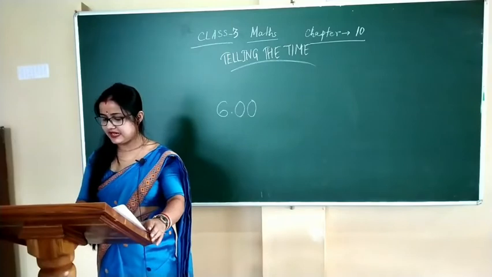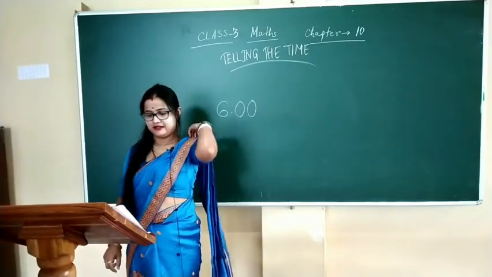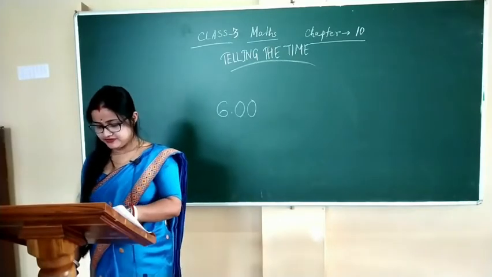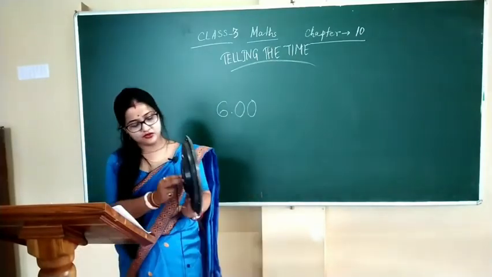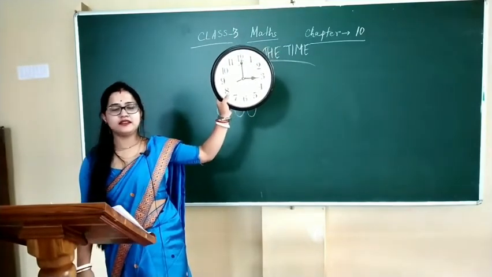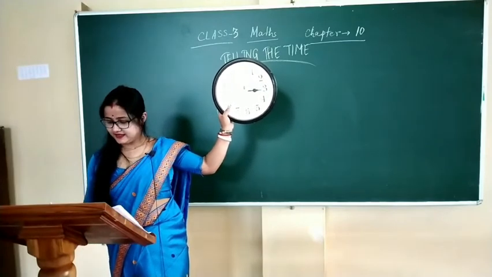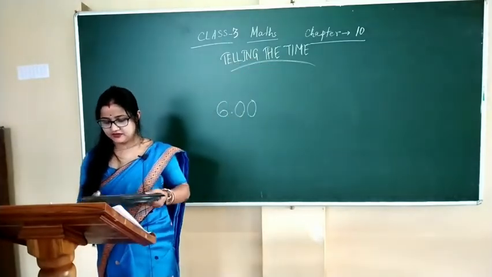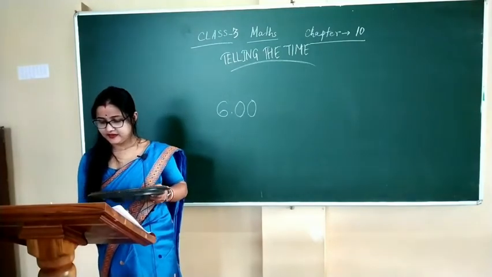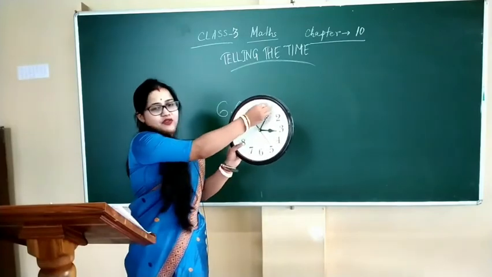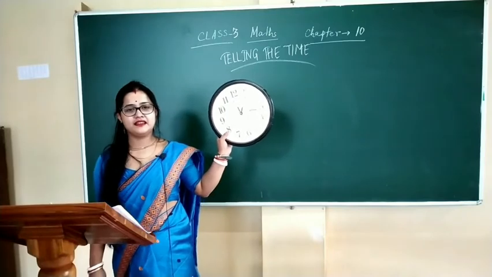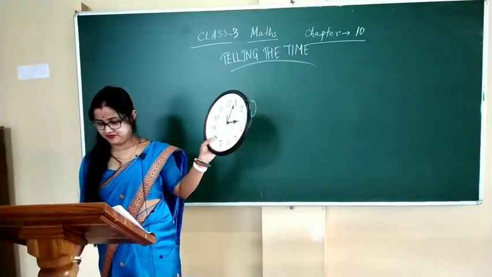Now, telling time to the nearest 5 minutes. I am going to teach you the nearest 5 minutes. Now see. So, you all know what is the time now? It is 3 o'clock, isn't it? We say this is 3 o'clock. And when the minute hand is in 5, what do we say?